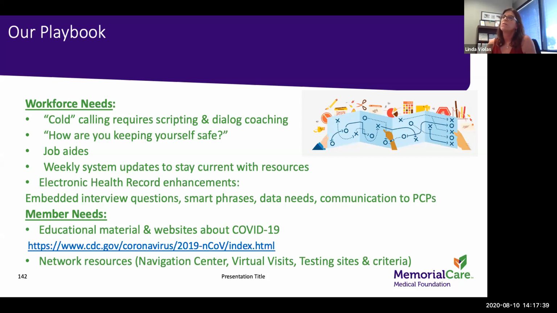And one thing I forgot to mention, just going back, is we got weekly system updates about how our system was doing in response to COVID. So the nurses felt they could hear from the executives. At first it was daily, then it became weekly, but they always knew and were up to date on what to do and where to send patients.